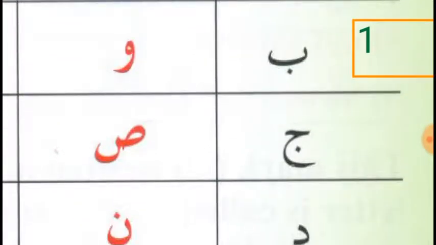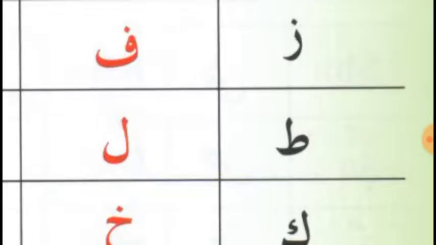Exercise number 1. Ba. Good. Jim. Dal. Dal, good. Sin. Good. Za. Ra. Za. Yes. Ta. Kaf. Ta. Kaf. Ain. Good. Waw. Good. Sad. Good. Noon. Yes. Hamza. Yes. Fa. Yes. Fa. Good. Lam. Good.